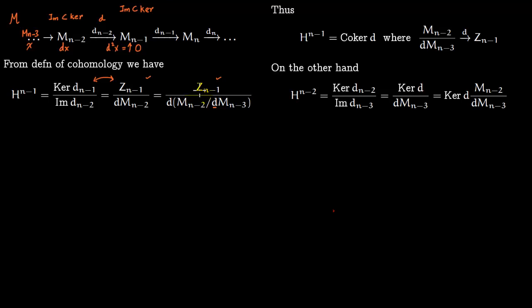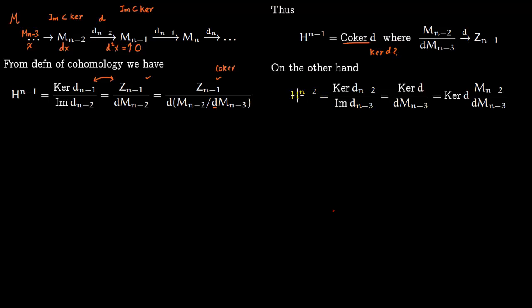So let us now define a map D which goes from M n minus 2 over this to Z n minus 1. This is the denominator, this is the numerator. So this is nothing but the co-kernel of the map. This is the co-kernel of our map here. So you define H n minus 1 as the co-kernel of our map D. This we need. The second thing we want to find out is the kernel of the map. We want to answer this question: what is the kernel of the map?